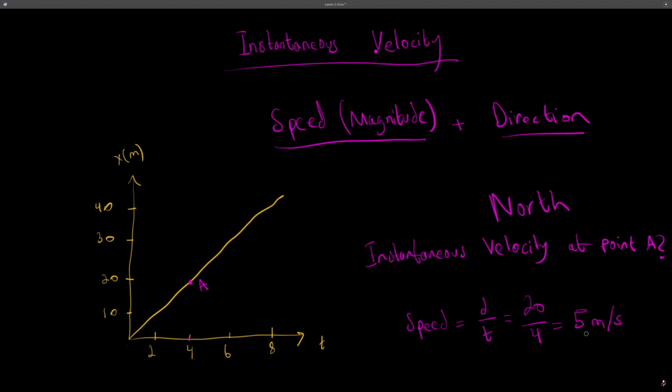Now we calculated the speed, but we asked for the velocity, so the instantaneous velocity. So we need to add direction. Now we specified at the beginning that the object is moving north. So we simply mention here 5 meters per second north. So N. And that is the instantaneous velocity.